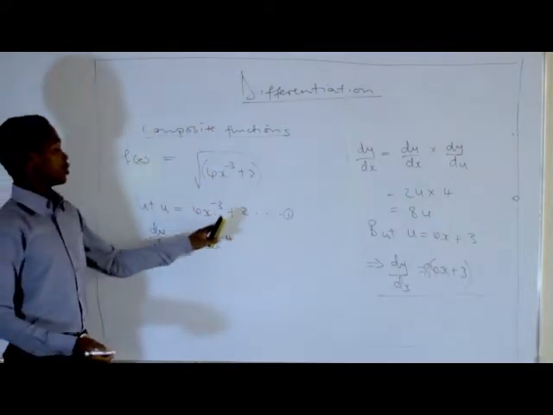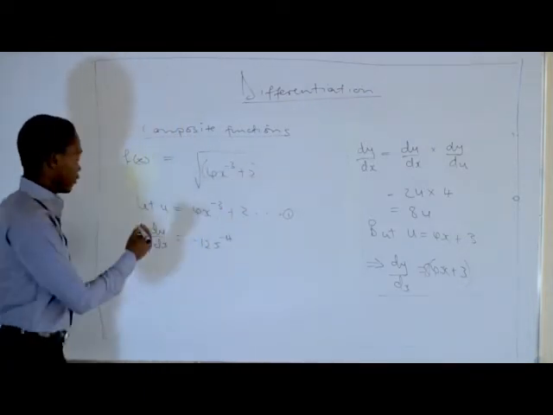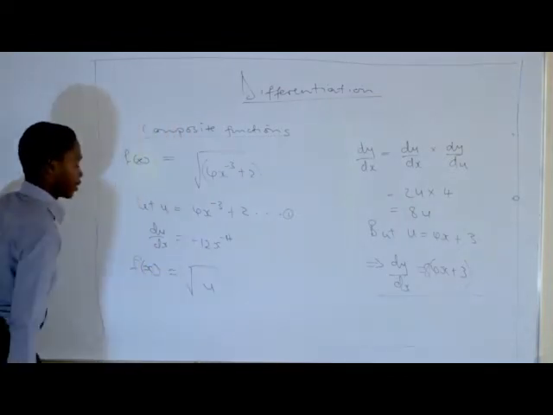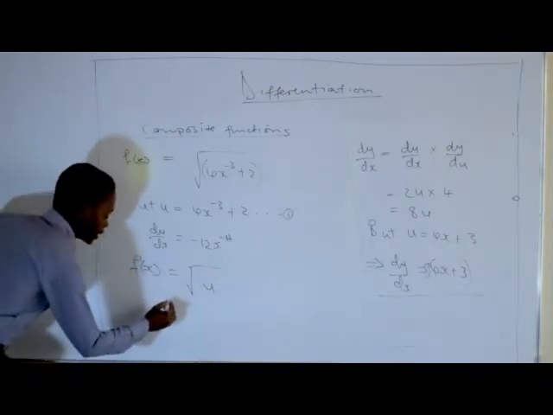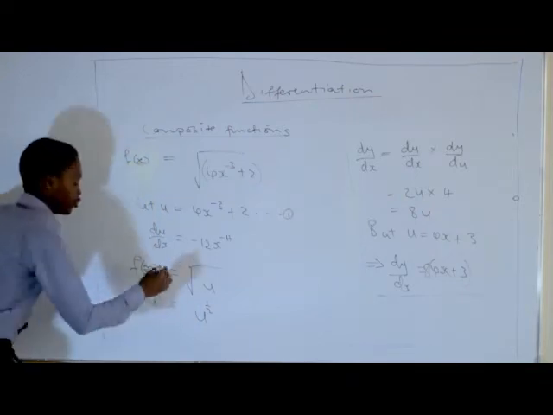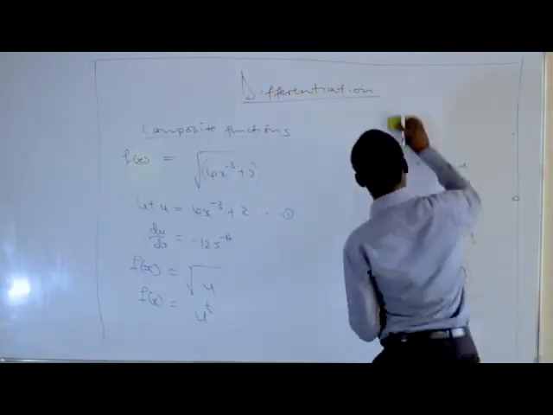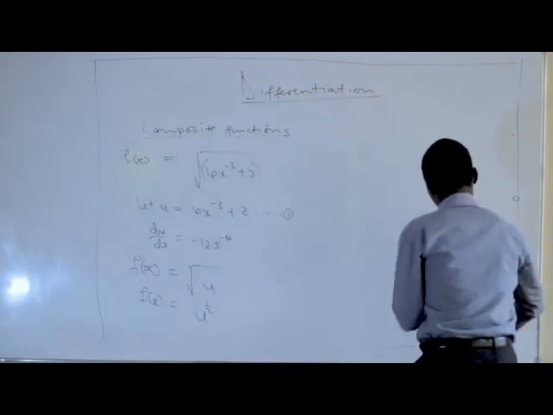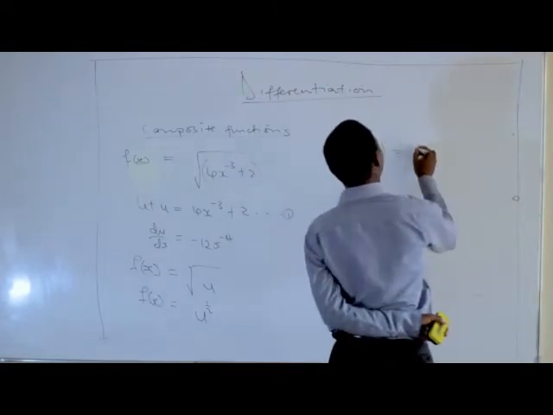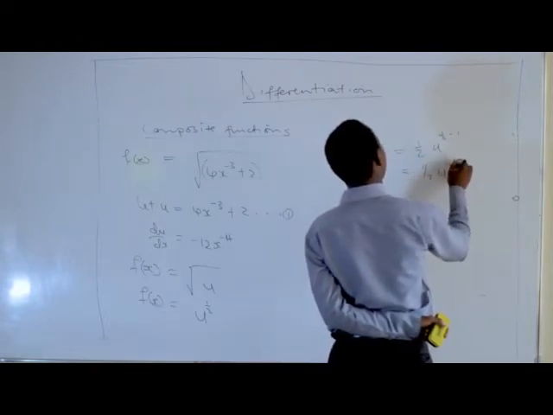So if u is equal to this, we can substitute 4x to the power minus 3 plus 2 by u, and the function will give us f(x) is now equal to the square root of u. The radical sign only implies that the function is being raised to the power half. So f(x) is equal to u to the power half. Differentiating this with respect to u, it will give us dy/du is equal to half u to the power half minus 1, which is half u to the power minus half.